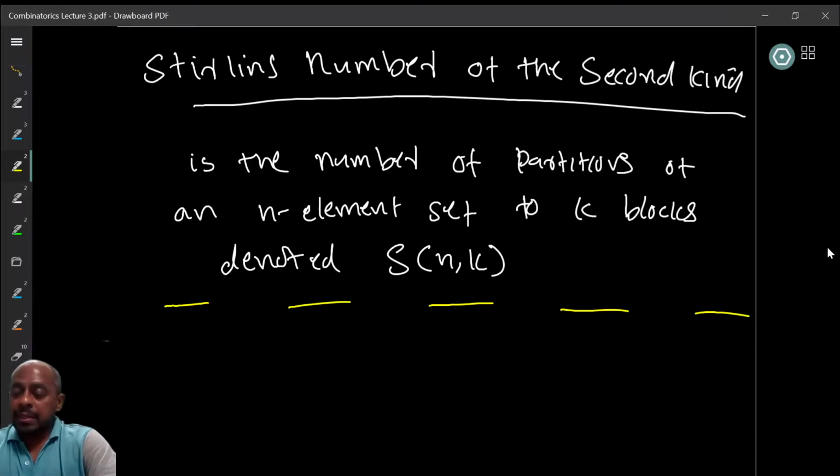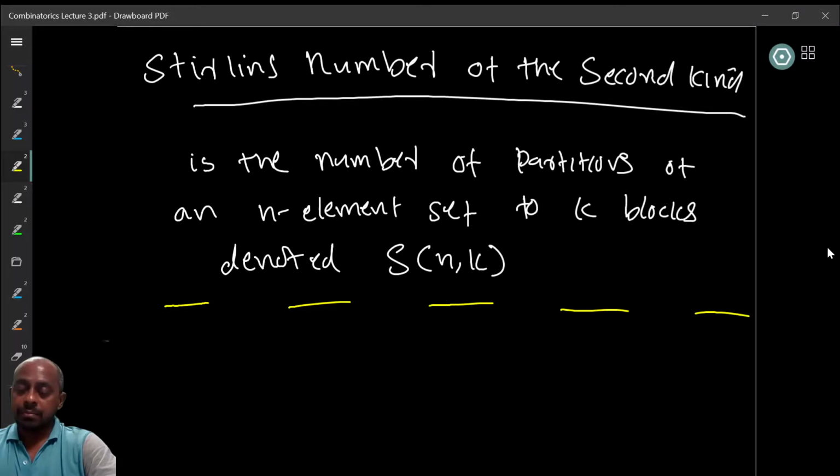Now, the number of partitions of an n element set into k blocks is denoted by S of n comma k. So these numbers that we are looking at have a specific notation. If you are looking at an n element set and k blocks, then S of n comma k denotes the number of partitions of an n element set into k blocks. And this is called the Stirling number of the second kind.